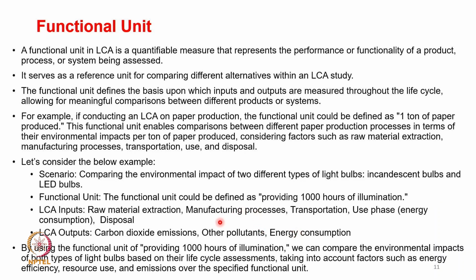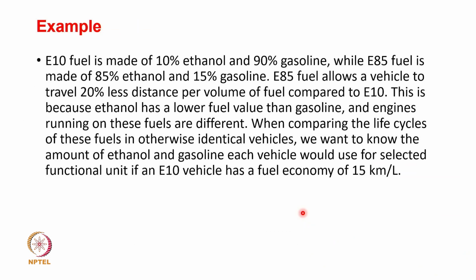And what would be the LCA output? Of course, we are basically looking for the components that affect our system. This includes carbon dioxide emissions, other pollutants and energy consumption. By using the functional unit of 1000 hours of illumination, we can compare the environmental impacts of both bulbs based on the life cycle assessment, taking into account factors such as energy efficiency, resource use and emissions for a specific functional unit. So all our analysis would be based on a specific functional unit.